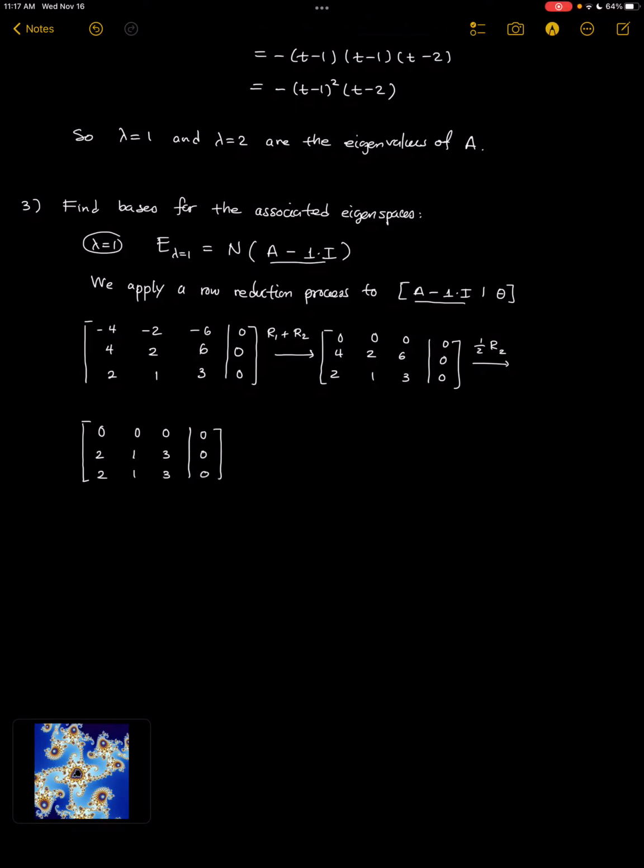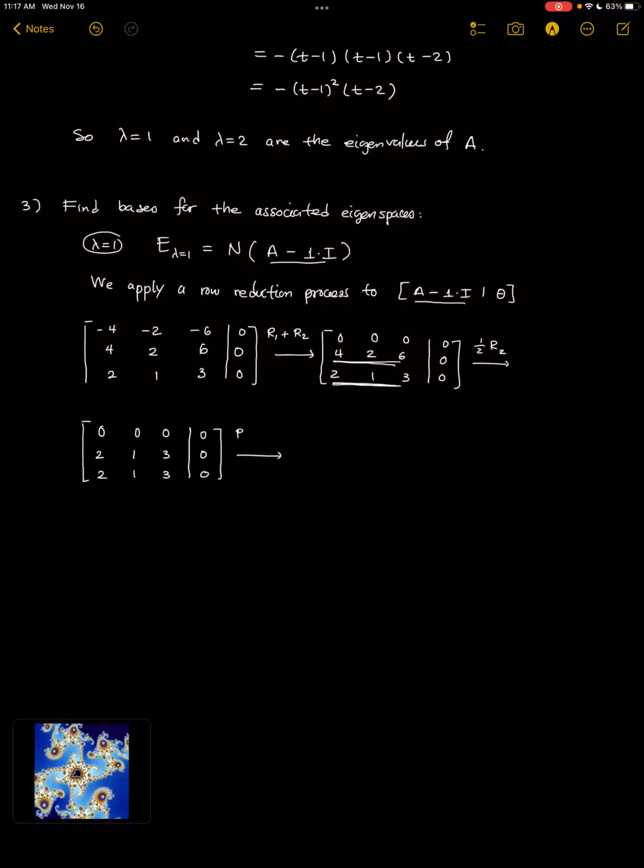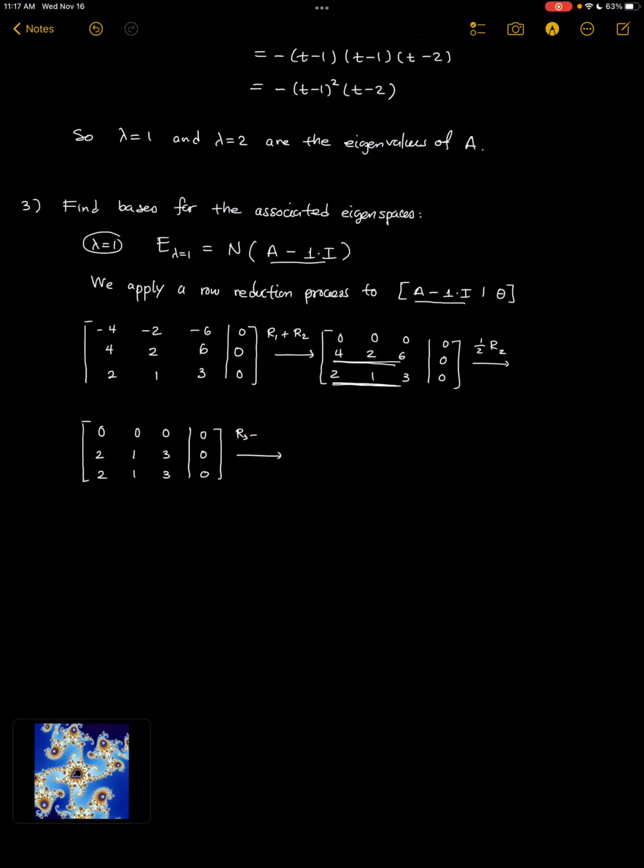2, 1, 3, 0. You may say, why is it that you're not following the standard process? Because I identify some patterns, right? Look, this row that we had here is just half of this one, or you want to say that the double of this is this one here. So from this point on, what I'll do is that to row number 3, I subtract row 2, and I'll get the following expression: 0, 0, 0, 0, 2, 1, 3, 0, 0, 0, 0, 0.